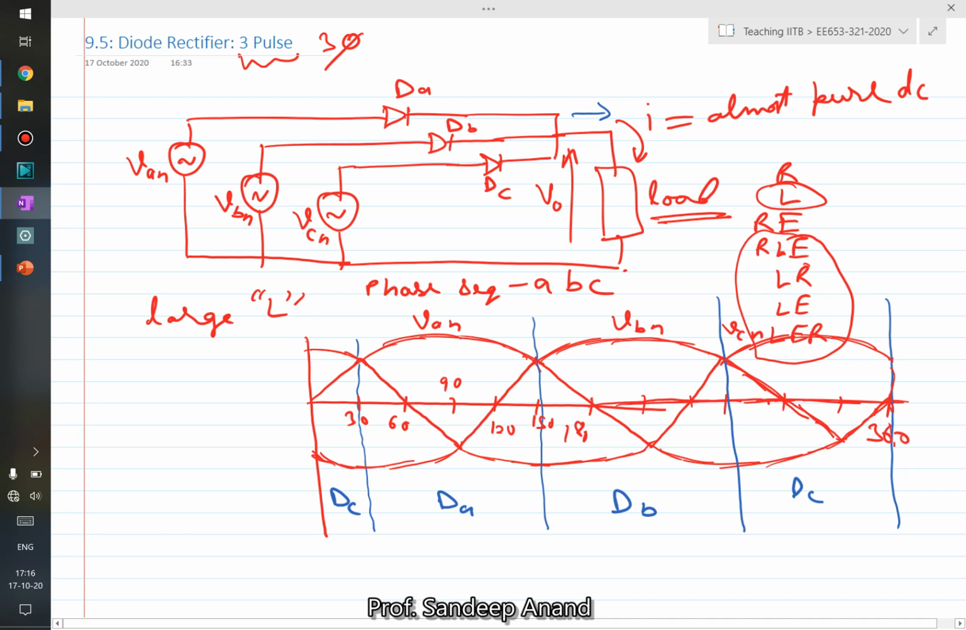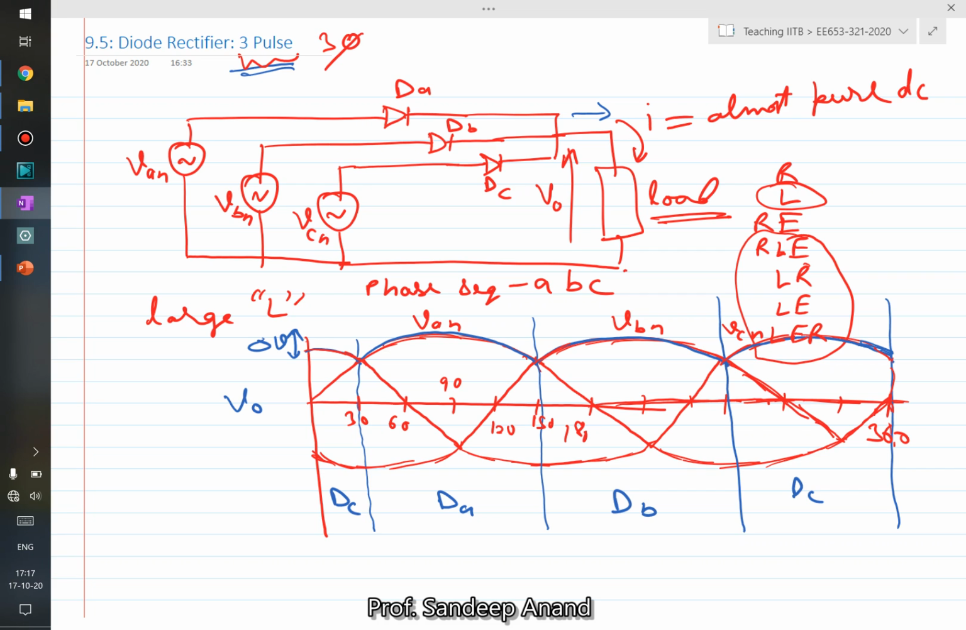What about the output voltage waveform? If DA is conducting, output VO is equal to VAN. If DB is conducting, it is VBN, and then again VCN when DC conducts, right? So how many pulses does the output voltage have now? It has 1 bottom, 2 bottom, 3 bottom. So it's a 3 pulse circuit, and therefore the name. Now you see that in the 2 pulse case, the output voltage was coming to 0 and then going up again. Here it's not even touching 0. So the ripple is small, delta V is small, so you would get even better quality output current with the same inductance you would have used previously, and now you will get even smaller current ripple. Why? Because the output voltage ripple is also small.